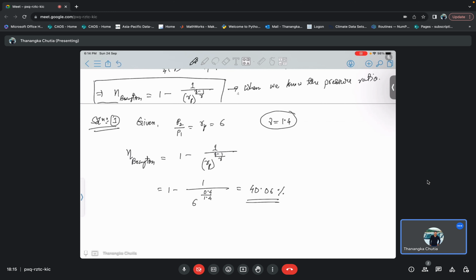So first of all, we have derived an expression for calculating the efficiency of a Brayton cycle if we only know the pressure ratio, and from that only we have calculated the efficiency, since in our question the pressure ratio is already provided to us. Okay, clear? Okay, so let us go to the next question then.